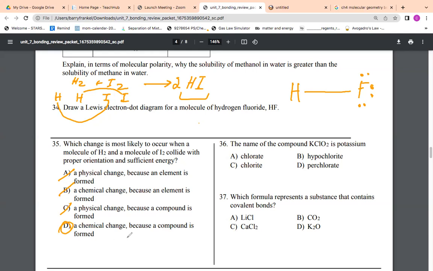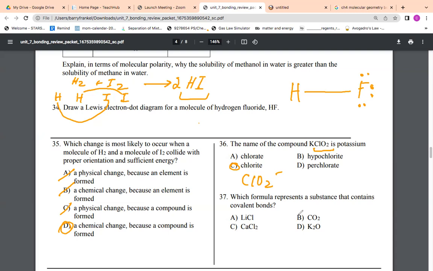Number 36. The name of the compound KClO2 is potassium... Again, know your polyatomics. ClO2 is chlorite. This is potassium chlorite. ClO2, find it on Table E. That is chlorite.